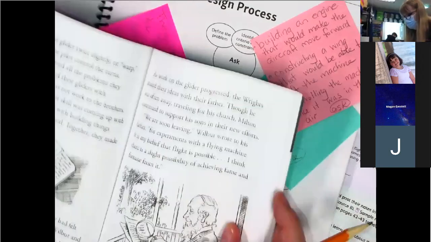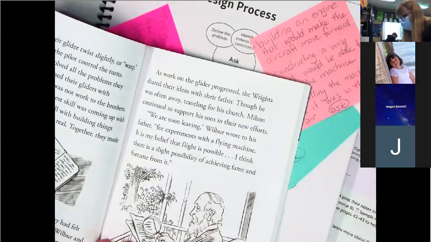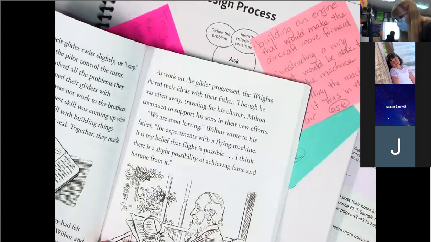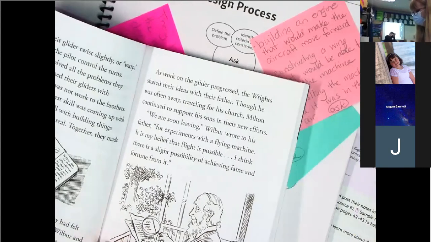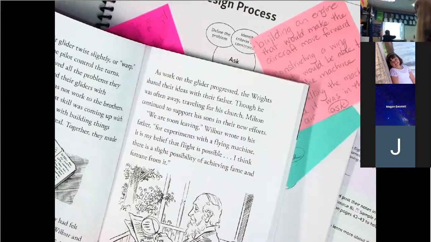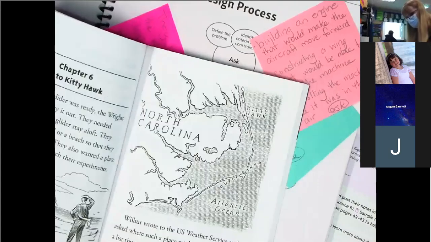Okay, for everybody, continuing with the pages. We are soon leaving, Wilbur wrote to his father, for experiments with a flying machine. It is my belief that flight is possible. I think there's a slight possibility of achieving fame and fortune from it. So did the Wright brothers get famous from their flying machine? Yes. Page 48.